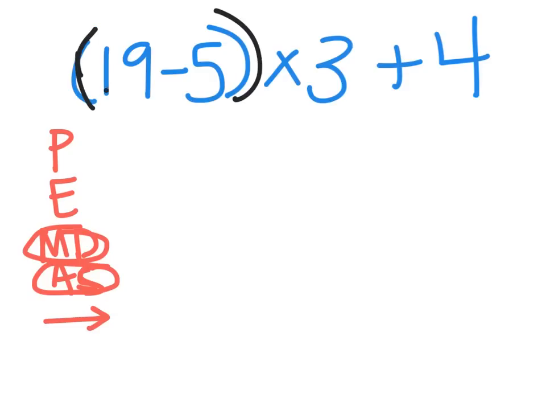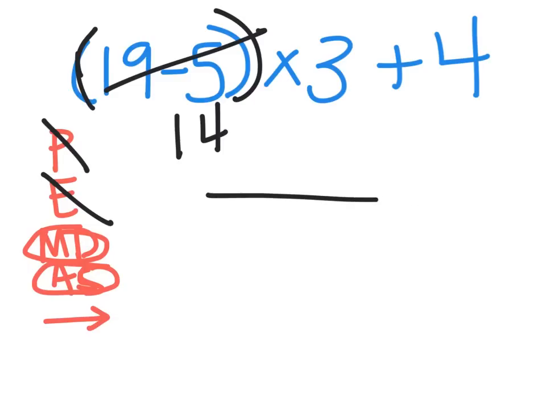19 minus 5 is 14, so I'm going to cross it out and replace it with the number 14. I don't have any other parentheses, so I'm done with my P. I also don't have any exponents, so I'm done with my E. And then I move on to multiplication and division. I'm going to go from left to right and do any multiplication or division, whatever comes first. If it's division that would come up first, I would do that. If it's multiplication, I would do that. In this case, I have 14 times 3.